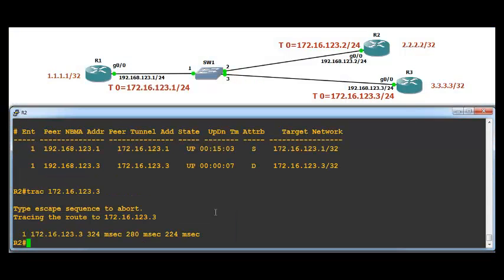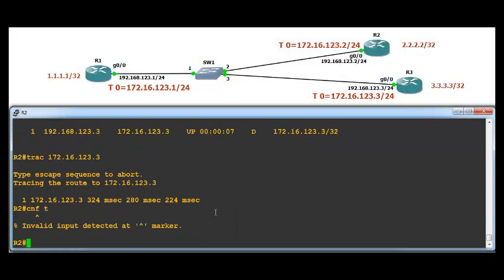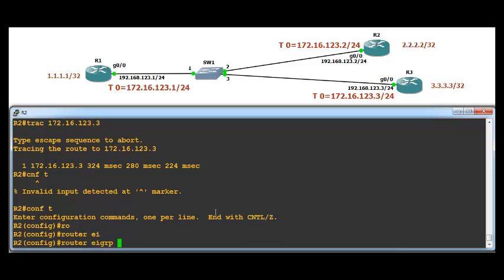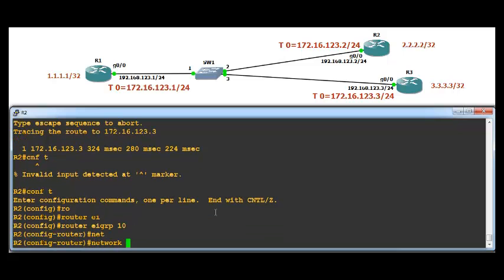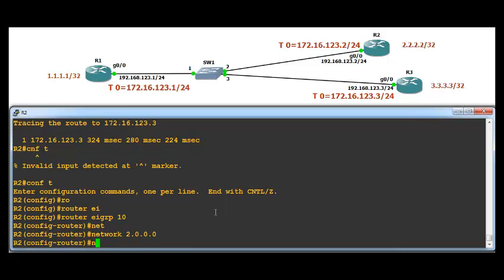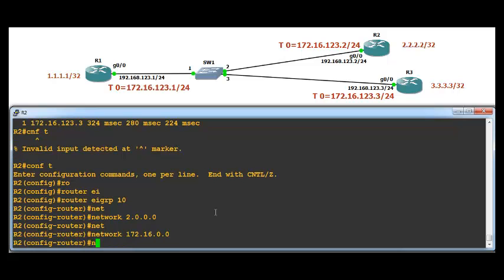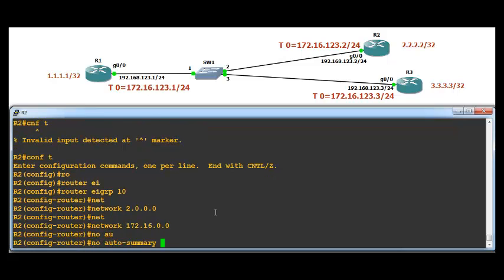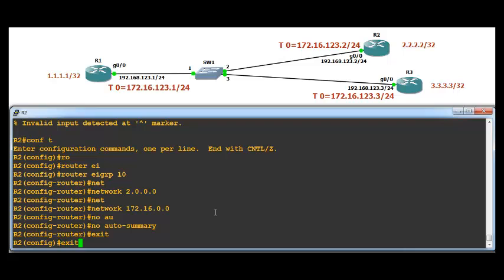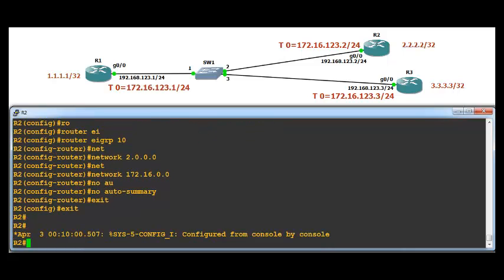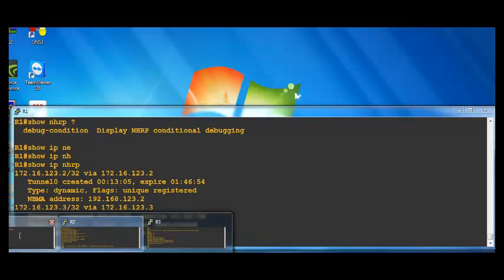On R2 I am saying router EIGRP 10, network 2.0.0.0, network 172.16.0.0, no auto-summary. Right. Now going to R1.